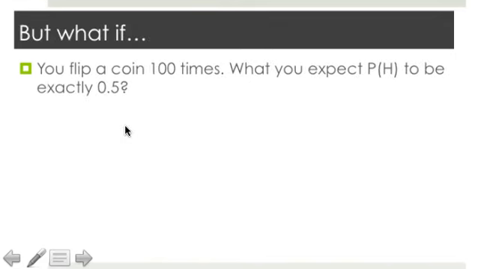But going back to this idea of classical versus empirical, what would happen if you flipped a coin exactly 100 times? Would you expect the probability of a head landing to be exactly 0.5? In other words, would you expect that exactly 50 times that coin would land on the head? Probably not, right? Because when you run a trial like this, what they call a trial, there's probably going to be a little bit of variation away from what we would expect.